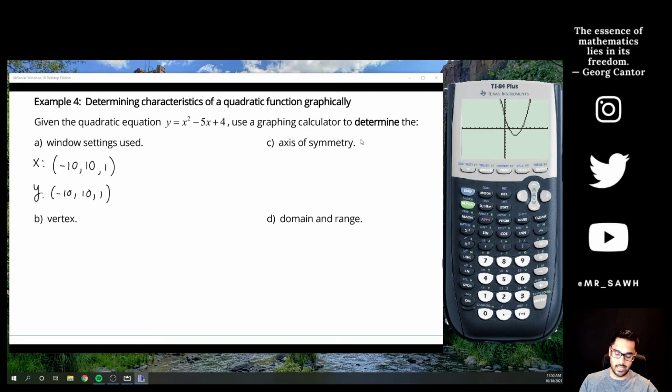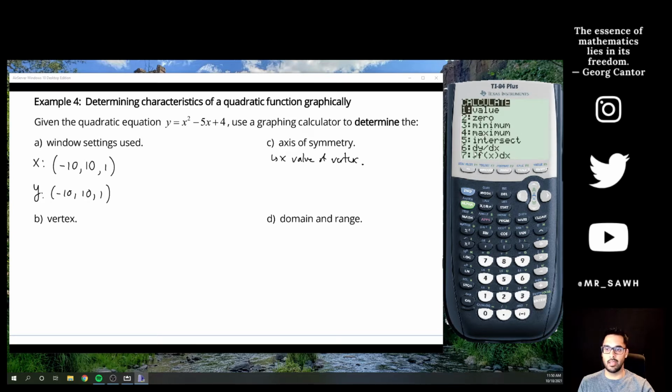Axis of symmetry. Again, that comes from the x value of the vertex. So I have to find that vertex first. We can hit the second key and then trace. So we'll bring up our large calculate menu, and options 3 and 4 tell us if it's a minimum or maximum. Now I know this opens upwards, so I know I have a minimum. So I'm going to scroll down to option 3 and then press enter. And now your calculator is going to ask you 3 questions. Left boundary. You need to set the boundary your calculator will search in between. So put your cursor on the left side of your vertex and then press enter.